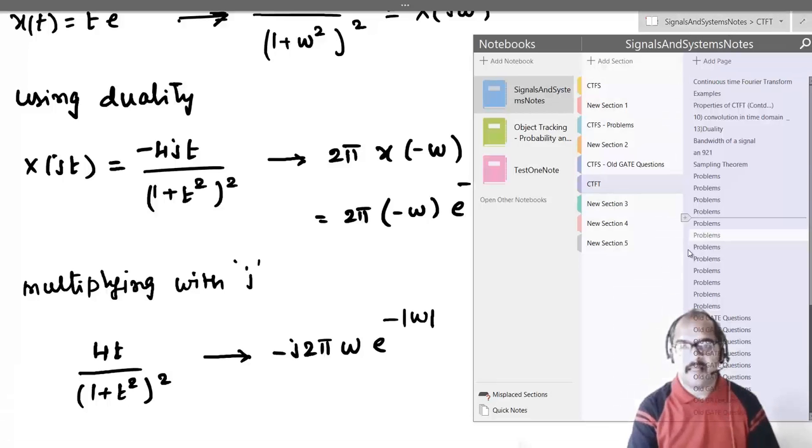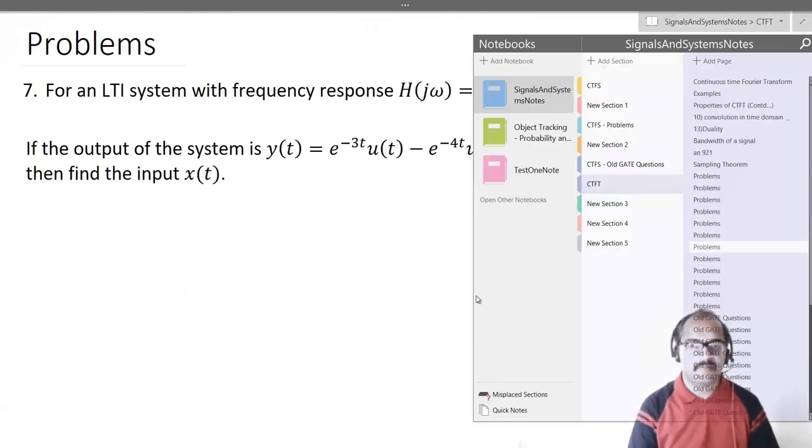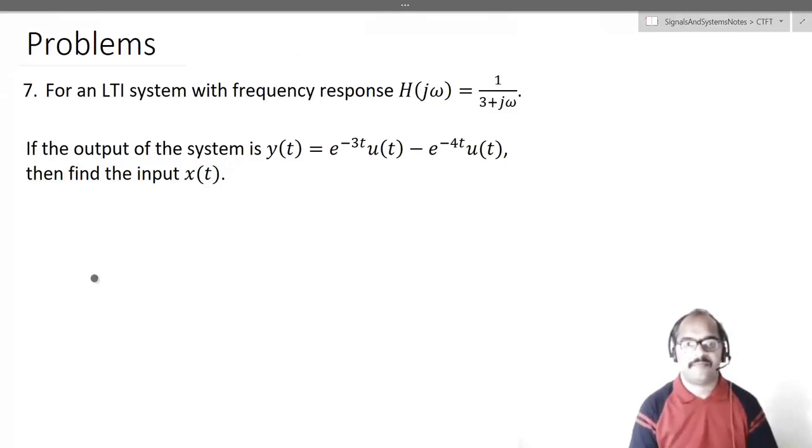Next, let's go to the next problem, which is this. What is given for an LTI system? The frequency response is given by H(jω) = 1/(3 + jω), and the output of the system is given to be this signal. We have to find the input.